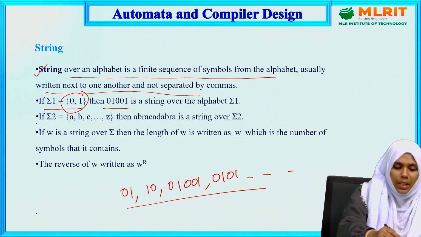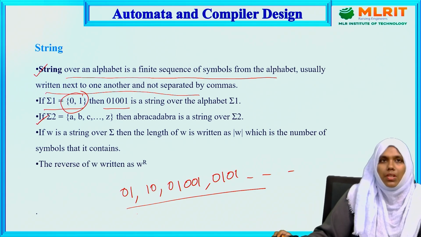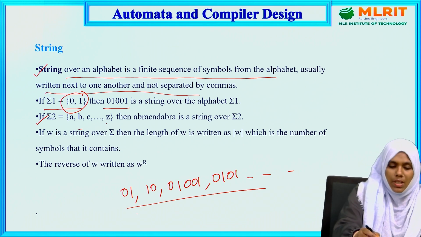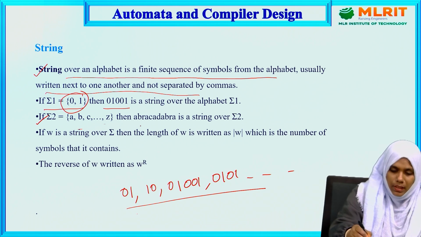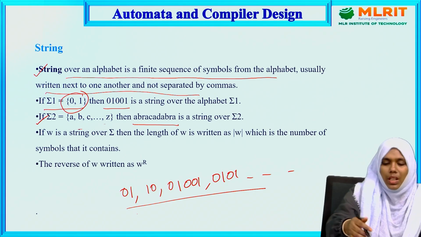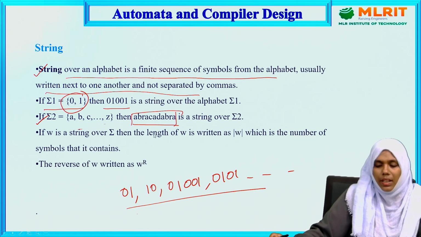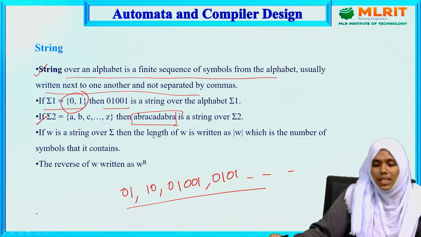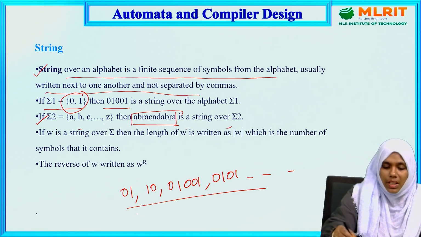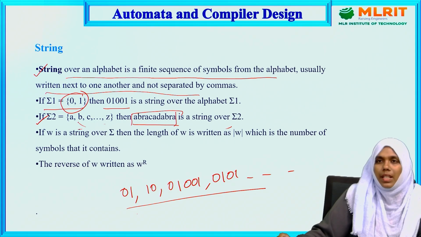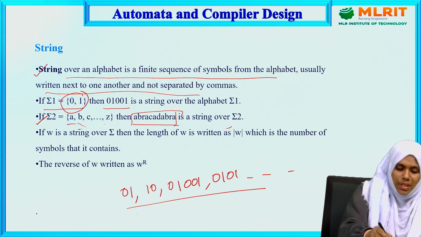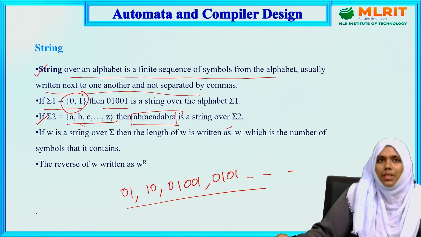Now coming to the second one here. If Σ2 is given as A, B, C, and so on up to Z, then we have taken one example here, that is ABRACADABRA. That is the string which comes from the alphabet A, B, C, and so on up to Z. So you can write anything which comes under this alphabet. That is known as the string.